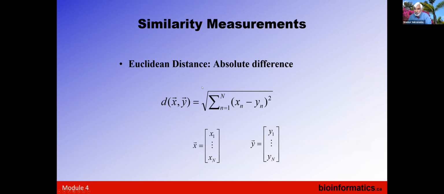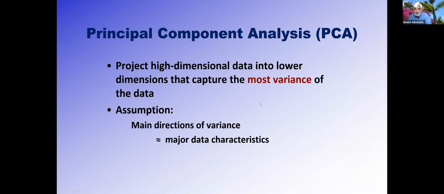Similarity measurements, how do you do it? I already told you, I'm not going into details. Euclidean distance is the absolute measurement of the distance between those two, etc.